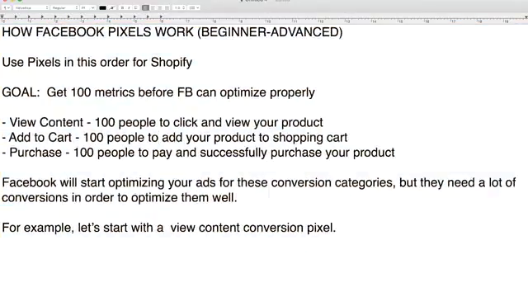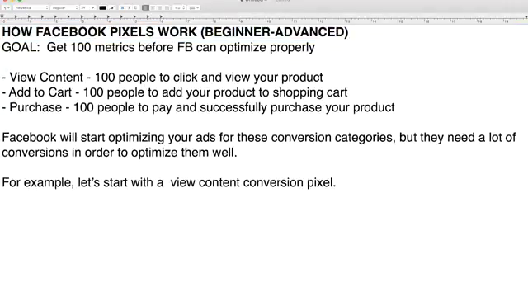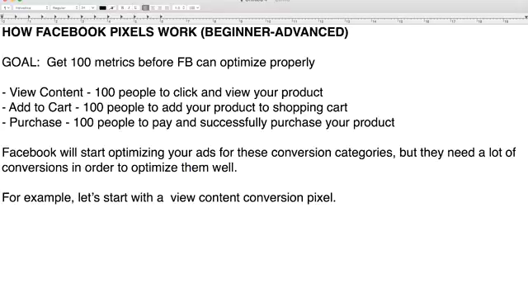Okay, how Facebook pixels work. Your goal should be to get 100 metrics of each before Facebook can optimize properly. So start here: view content. The first thing you want to do is get 100 people to click and view your product, because that's the easiest. They don't have to add it to the cart. They don't have to purchase anything. This is the easiest.